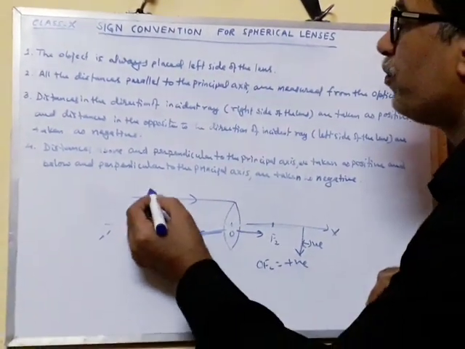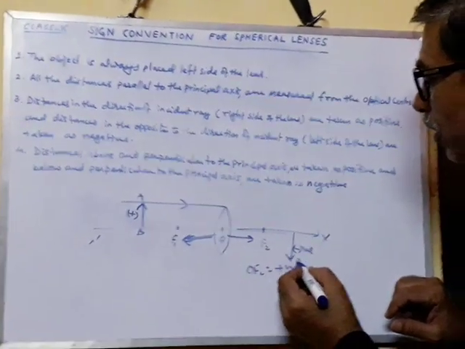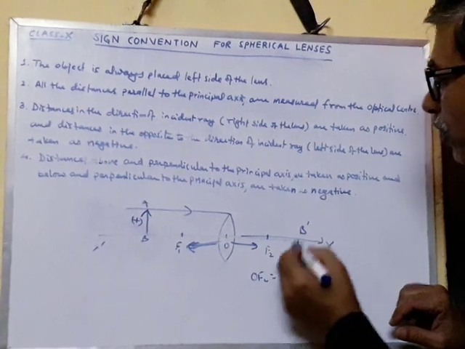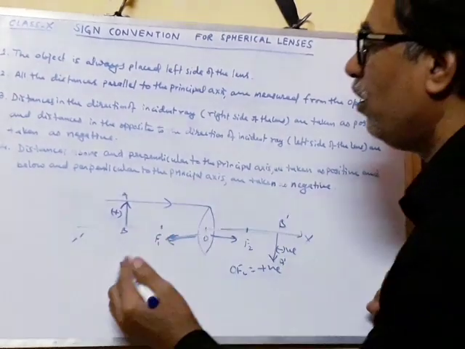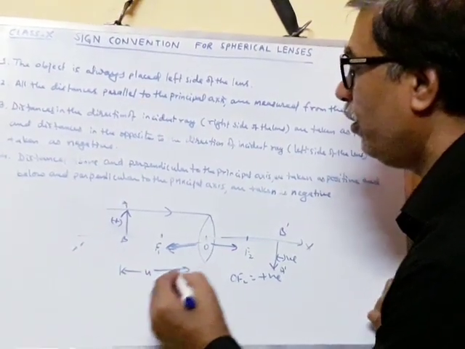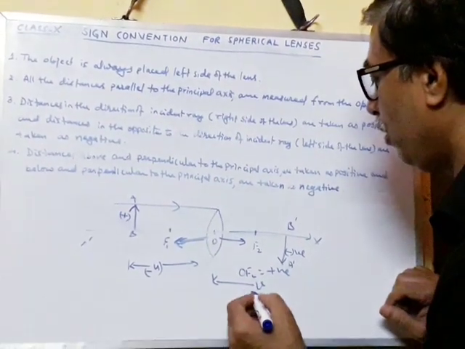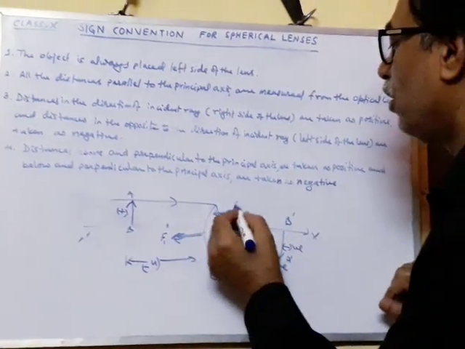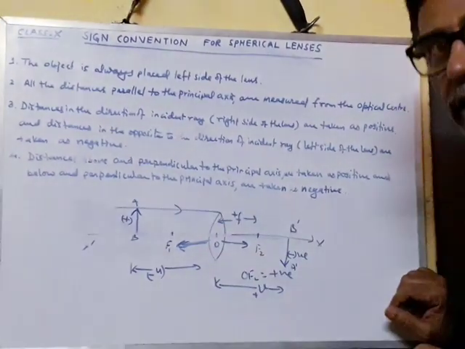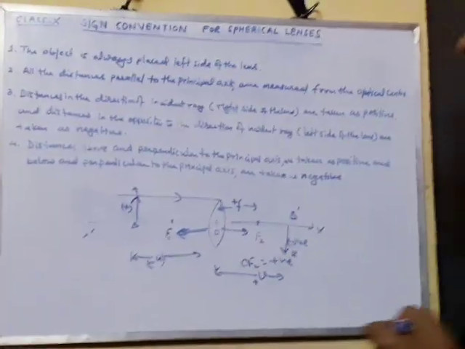Similarly the object, say AB, will be positive, and suppose this is the image position A dash B dash, then for a real image it will be negative, right? If it is the object distance U, then it will be negative, and if it is the image distance V, then it will be positive. If it is the focal length, then it will be positive, right? In this way we can describe the sign conventions for the spherical lenses.